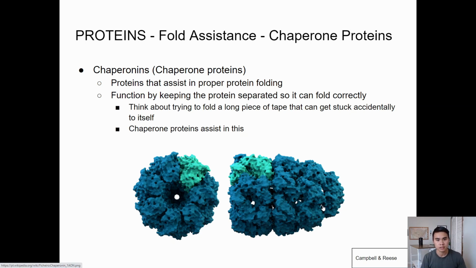So think about it like this: you have a long piece of tape and you're trying to fold it perfectly, but since tape is so sticky, it sticks to itself, and you might not get what you want. Chaperone proteins help with that stickiness.